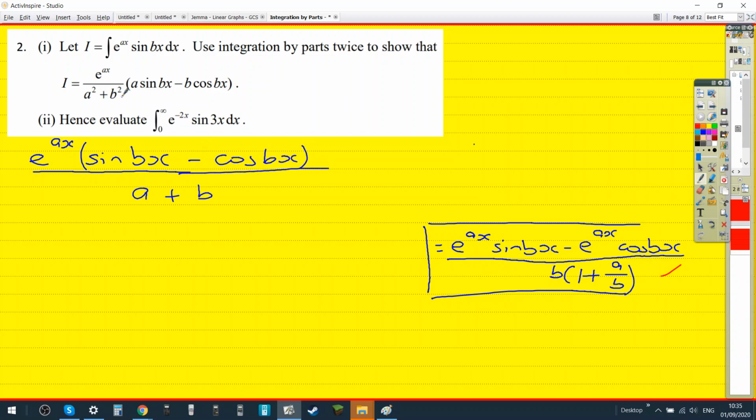They have a squared plus b squared on the bottom, and on the top, a sine bx minus b cos bx. Did they multiply the top and bottom by something? Maybe they multiplied by a minus b, because the bottom looks like a difference of two squares. But it isn't, it's the sum of two squares.